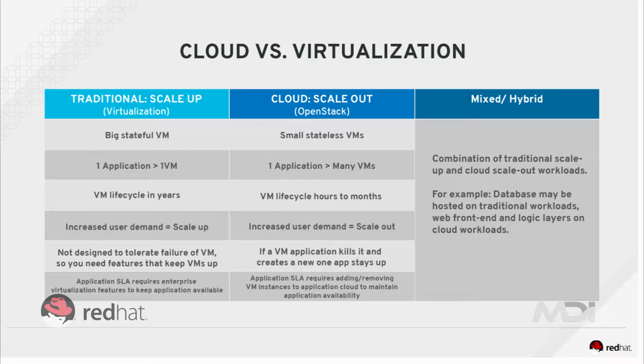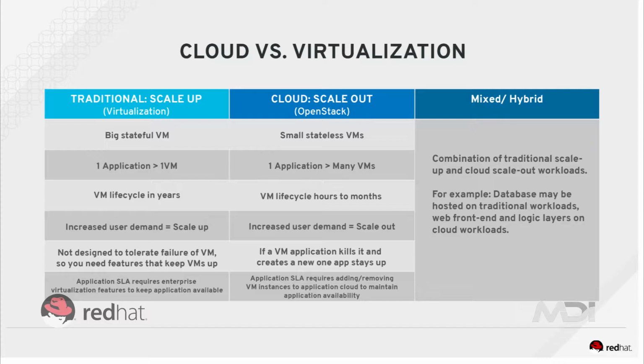But one thing that we need to look at is, is our application already ready for going into the cloud? So this table helps you evaluate. On the first column, we see the traditional, or scale-up, architecture. Your virtual machine is big, data resides on it, and the way you design your application is that one application requires one virtual machine, or it can only run on one virtual machine. Virtual machine life cycle can be years, and you need a high level of service level agreement, or SLA, to keep that virtual machine up and running.